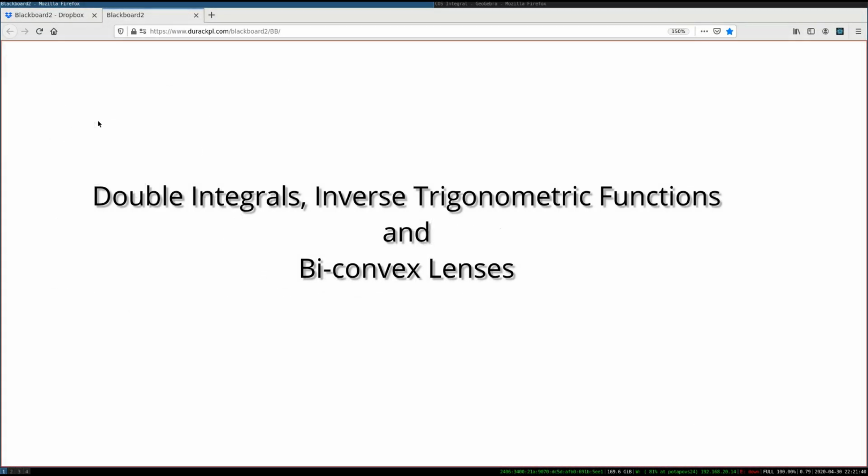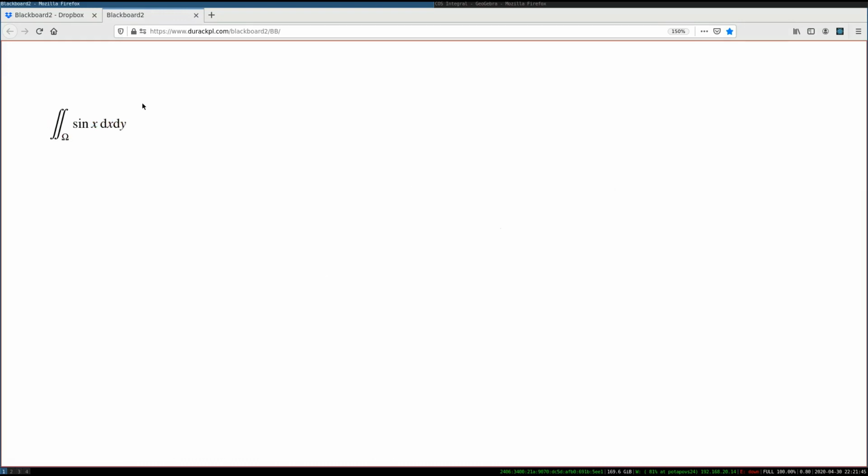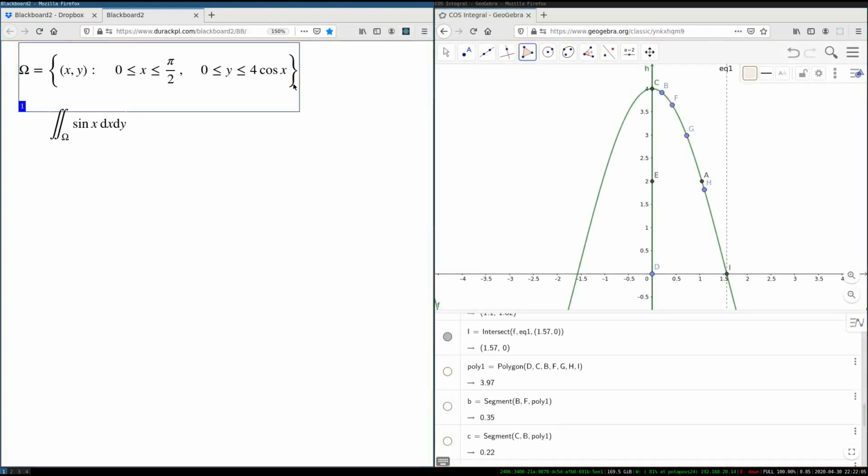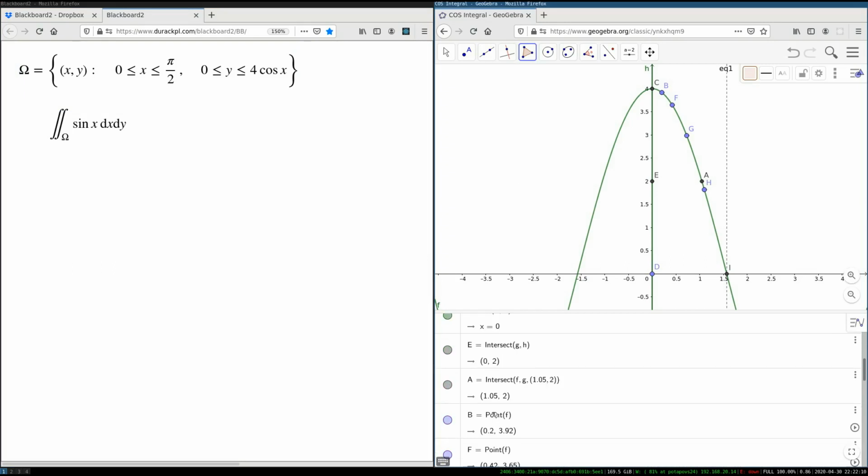Hello. In this video I would like to discuss with you double integrals, and I would like to particularly focus on the following double integral. That's the integral of a sine function over the following domain. If you inspect closely this domain, you will see that the domain is bounded by two vertical lines and two functions, 0 and 4 cos x. This is the domain in question.